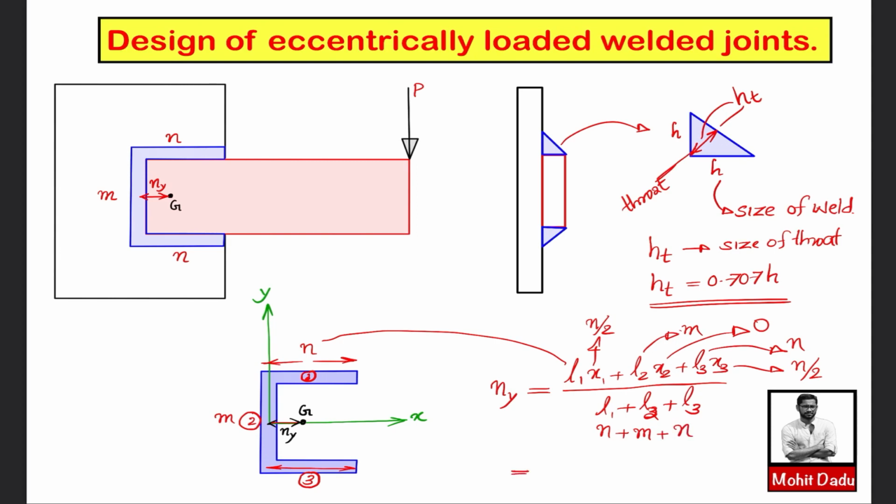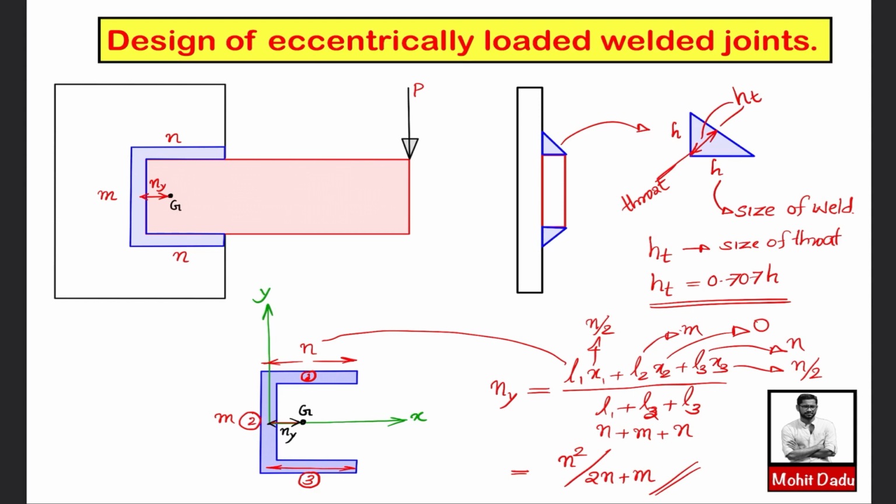So if you are solving, you will be getting ny as n square divided by 2n plus m. So this is the CG of this part. Means if you are given the distances n, m and n, then you can find the CG of this part like this. But the same expression is given in the data book, so you can easily use that one. For your understanding, I have shown how to obtain this CG of the weld section.